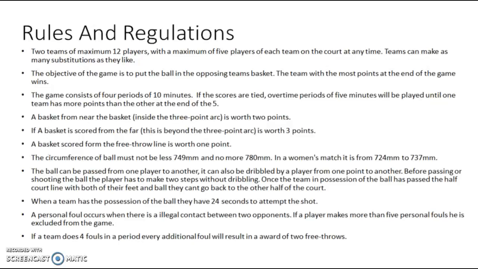What is the circumference of the ball? The circumference of the ball must not be less than 749 millimeters and no more than 780. In a women's match, it is from 724 millimeters to 737. So how do we move the ball around the court? The ball can be passed from one player to another. It can also be dribbled by a player from one point to another.